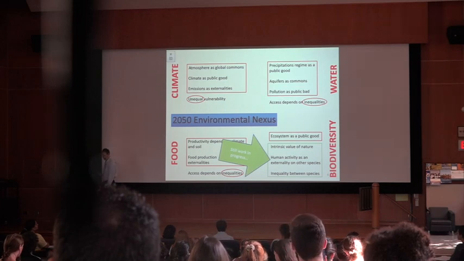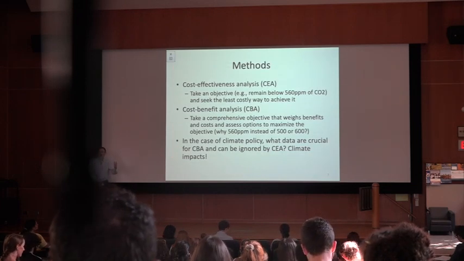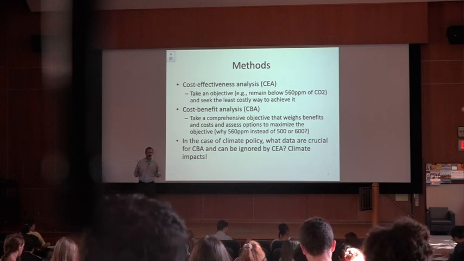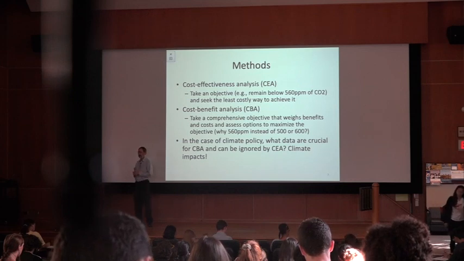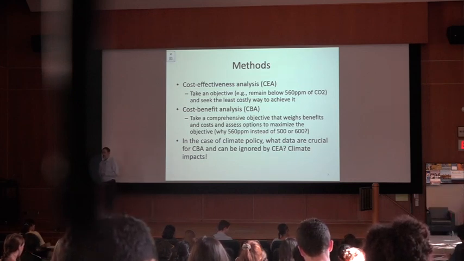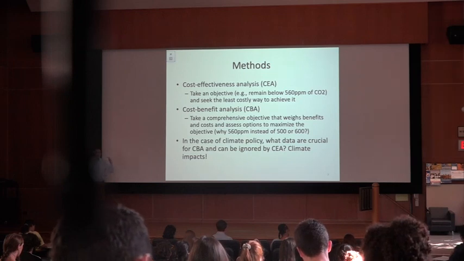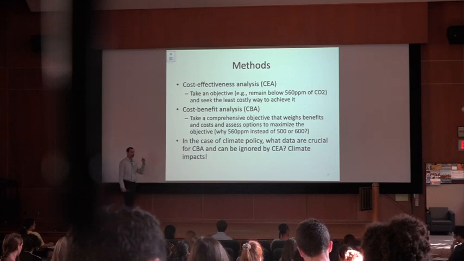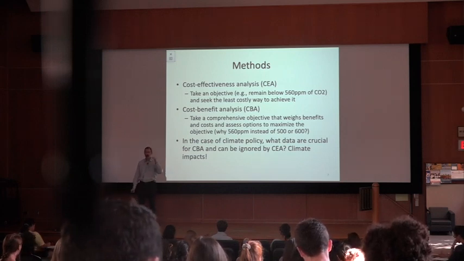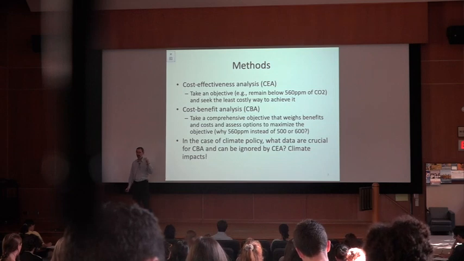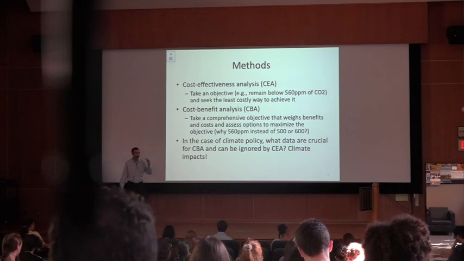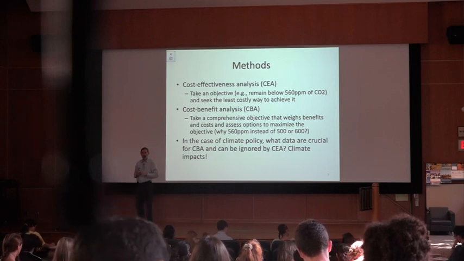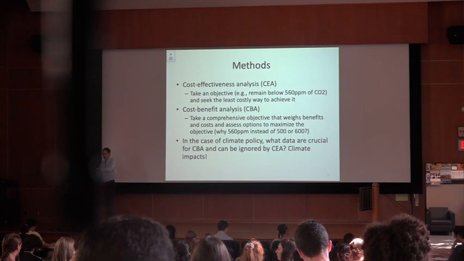It's another story. Okay, so first point, you have two main methods in evaluation of policies. One is cost-effectiveness analysis, and the other is cost-benefit analysis. So what's the difference? Cost-effectiveness analysis is less ambitious. It takes an objective as given. So if you think, for instance, of the climate problem, it takes a target temperature or a target concentration of greenhouse gases in the atmosphere, and it says, okay, let's try to find the least costly way to do that, right? Cost effectiveness, let's look for the least costly way to achieve the objective.